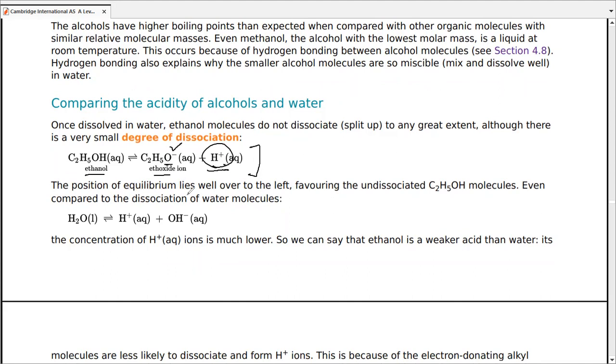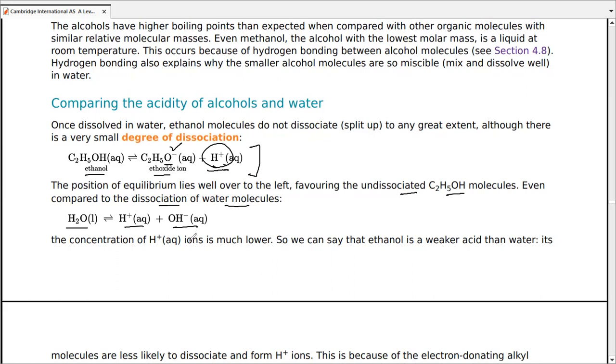So the ethoxide ion. Now the position of equilibrium lies well over to the left, which means the forward reaction goes only a very little towards the right, so favoring the undissociated C2H5OH molecules. Even compared to the dissociation of water molecules, the water can also dissociate, though that happens very little.